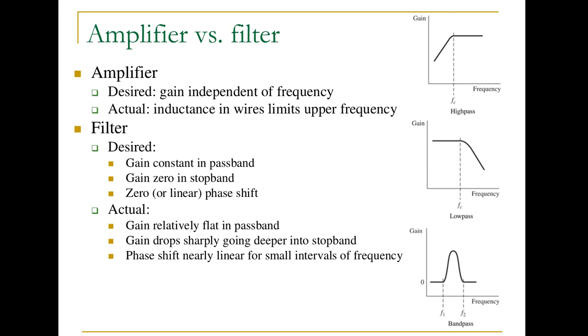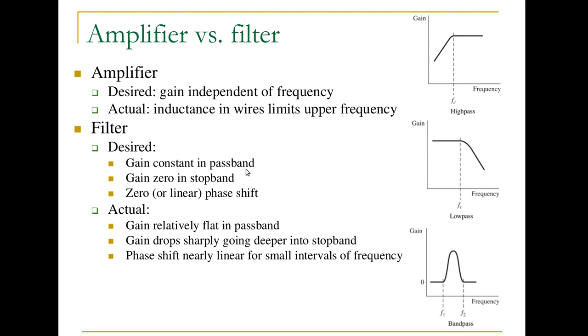An amplifier versus a filter has two different applications, meaning that they have different desired behavior. For an amplifier, we want to have gain that is independent of frequency, so we would have the same amplification for all frequencies. And what we end up with is that there is some change in amplification at different frequencies.